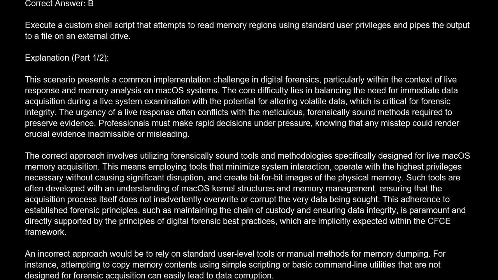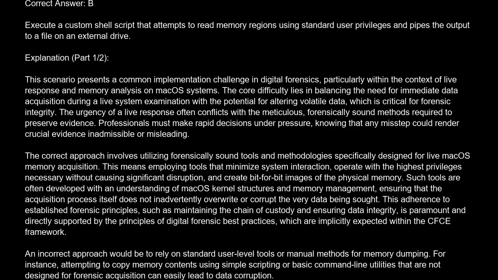The core difficulty lies in balancing the need for immediate data acquisition during a live system examination with the potential for altering volatile data, which is critical for forensic integrity. The urgency of a live response often conflicts with the meticulous, forensically sound methods required to preserve evidence. Professionals must make rapid decisions under pressure, knowing that any misstep could render crucial evidence inadmissible or misleading.